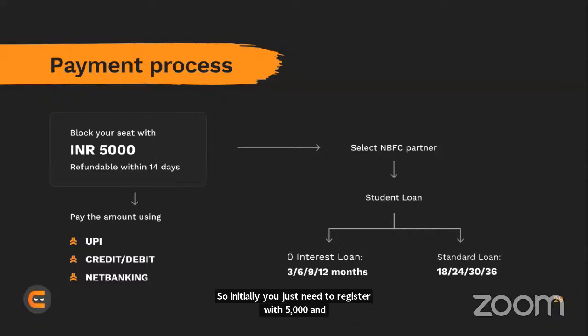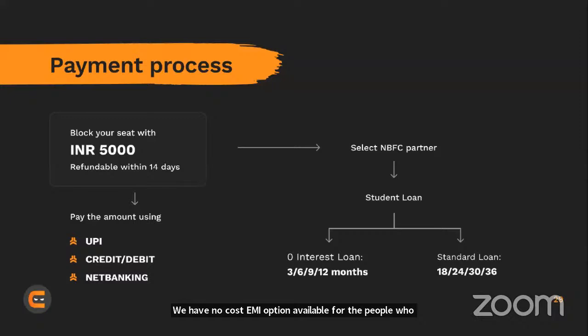If I talk about monthly EMI, we have a no cost EMI option available for the people who don't want to pay anything extra. At the same time, we have a standard education loan option available as well, that is up to 36 months. For example, you say, I want the minimum EMI, because right now I'm not having a job, or I'm already having lots of responsibilities. So at the same time, we have an option up to 36 months where the education loan option is there.